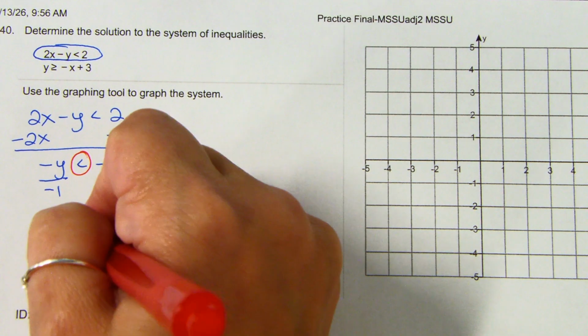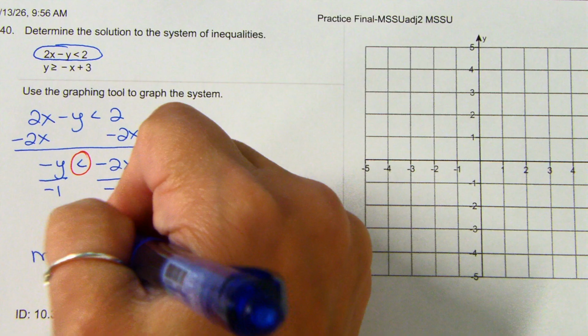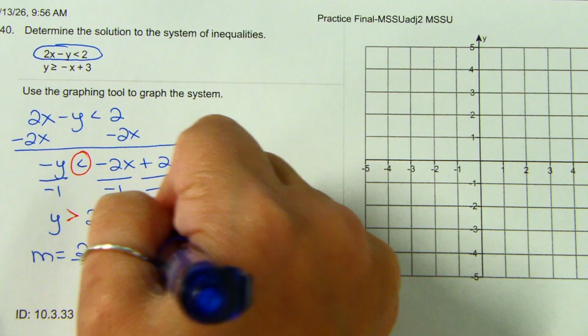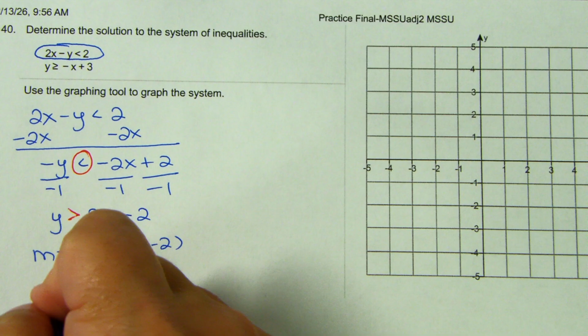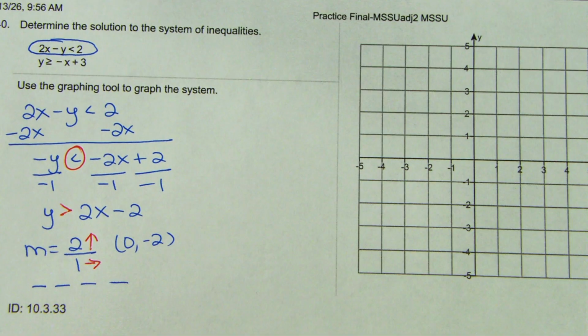And so I'm going to go ahead and go over here and I'm going to graph it. I have 0, negative 2, so that's down here. I'm going to go up 2 units, to the right 1 unit to plot my second point, and I'm going to be careful and use a dashed line.